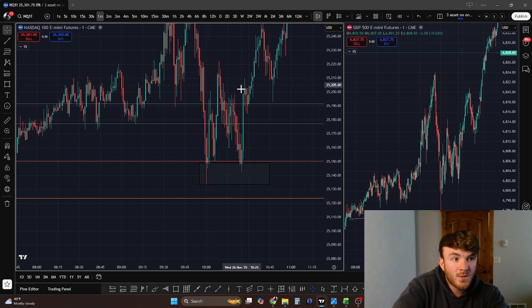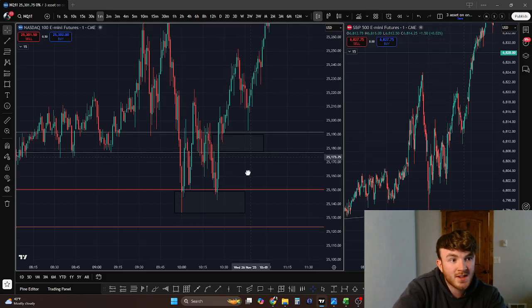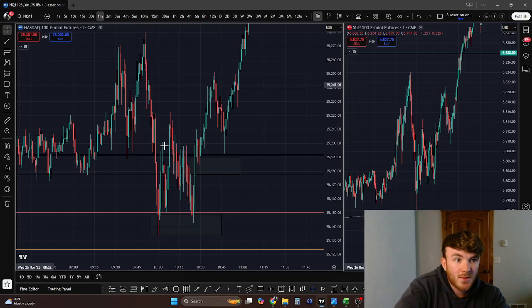From there, we break structure. We form a fair value gap. The fair value gap forms in the fair value gap partition of the dealing range, right? So that's exactly what I was showing in that image earlier. So the rejection block forms at the low of the dealing range. The fair value gap forms in the fair value gap partition of the dealing range. Then we have the breaker block and the fair value gap.